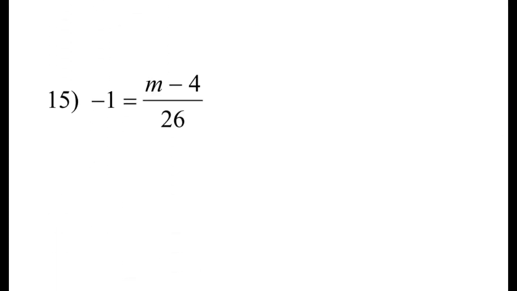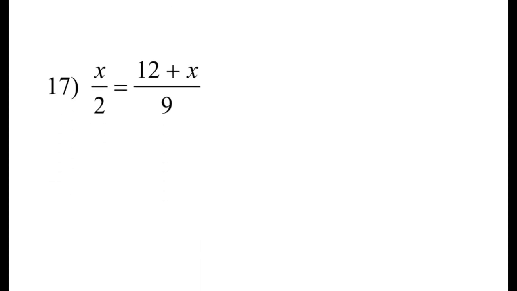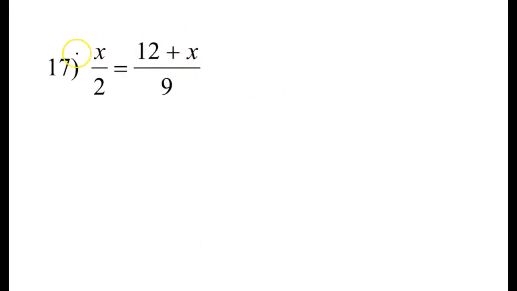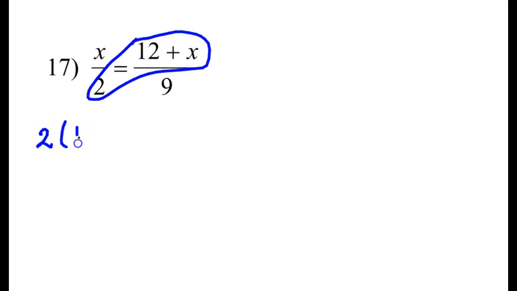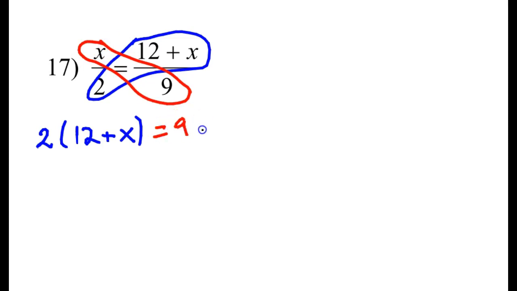Let's go to 17. You can see this has variables here, variables there. Don't change what you're doing. So we're still going to multiply here and here. Now be careful. When we multiply 2 times 12 plus x, you have to put the parentheses. And we multiply here, that's just normal 9 times x. But if you don't put those parentheses, things will go wrong. So make sure you keep those in there.